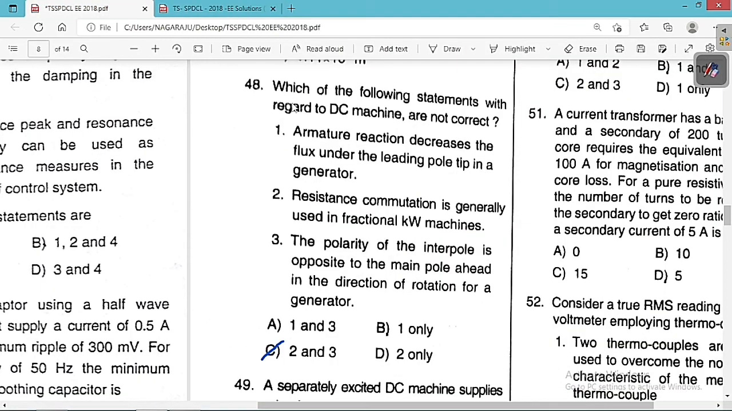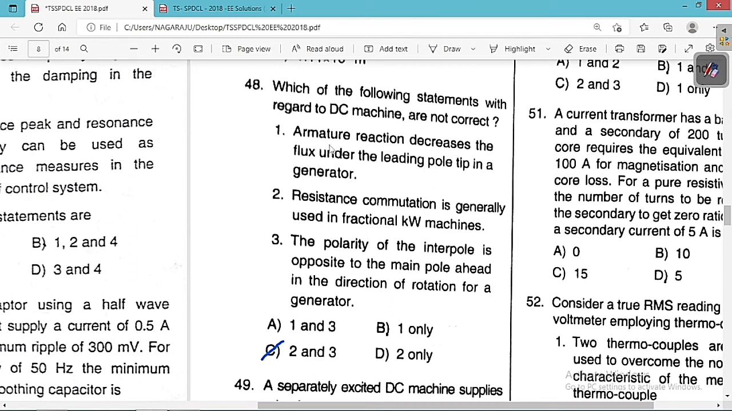Now we are going to solve the other question. See the question here. Which of the following statements with regard to DC machine are not correct? Here they have given some statements regarding the DC machine and we have to choose which statements are not correct. Statement 1: Armature reaction decreases the flux under the leading pole tip in a generator. Statement 2: Resistance compensation is generally used in the fractional kilowatt machines. Statement 3: The polarity of the interpole is opposite to the main pole ahead in the direction of rotation for a generator. Among these 4 options, option C is correct, which says 2 and 3 are the incorrect statements.